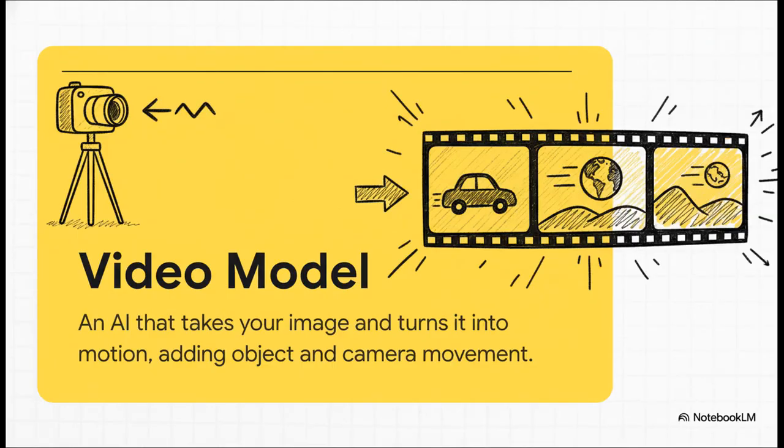And this is where it all comes together. The final step is the video model. This is your animator. It takes that static image you just made and it literally breathes life into it. It adds the camera pans, makes things in the scene move, and all the other animations that turn a still picture into an actual moving one.